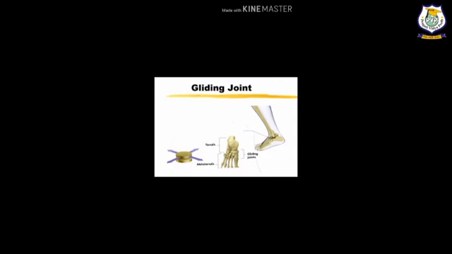Now see the diagram of gliding joint. This joint is found in wrist and ankles. It allows sliding movement. The movement allowed is a simple gliding back and forth or sideways. This joint is also found between the vertebrae of the spine. This allows us to bend forward, backwards and sideways.